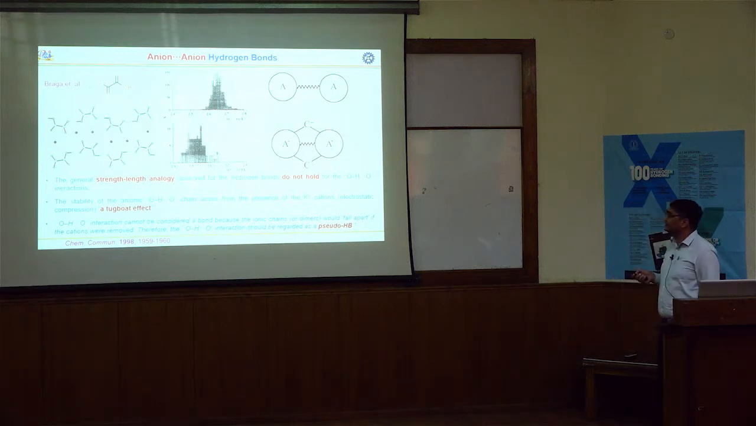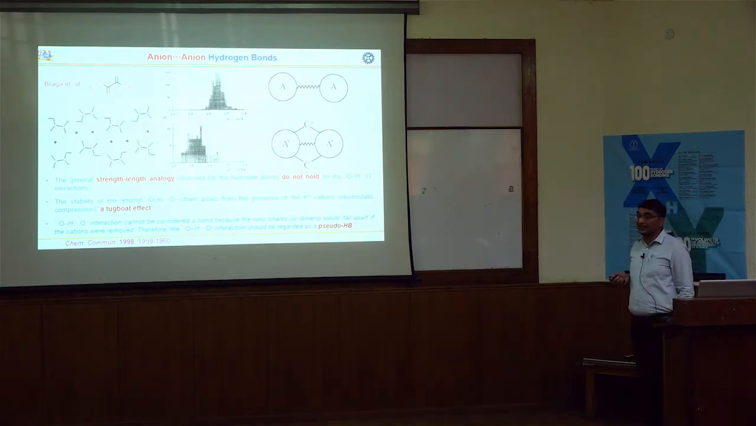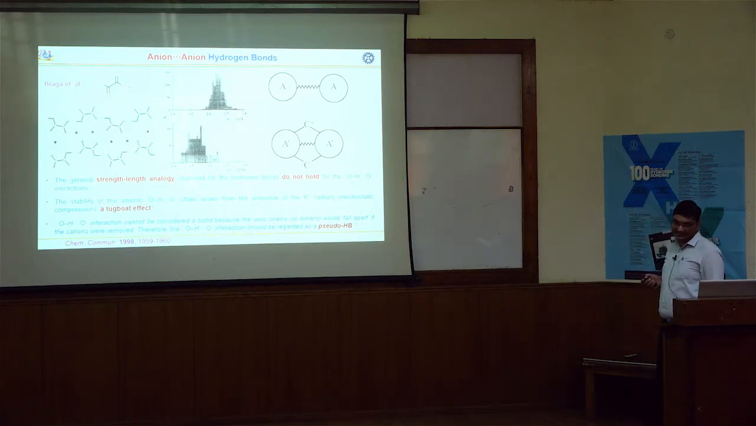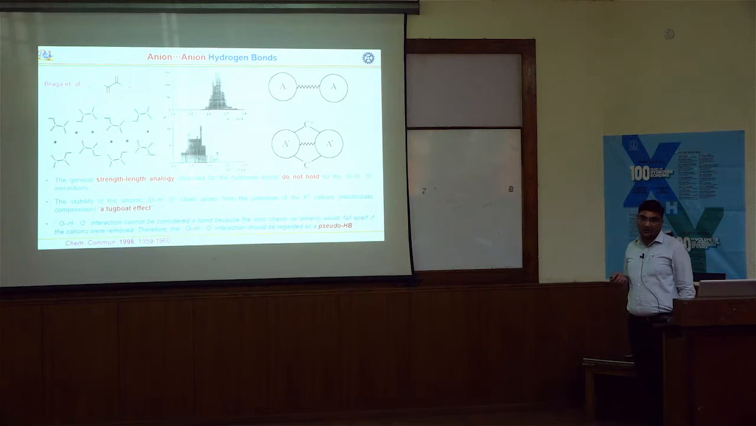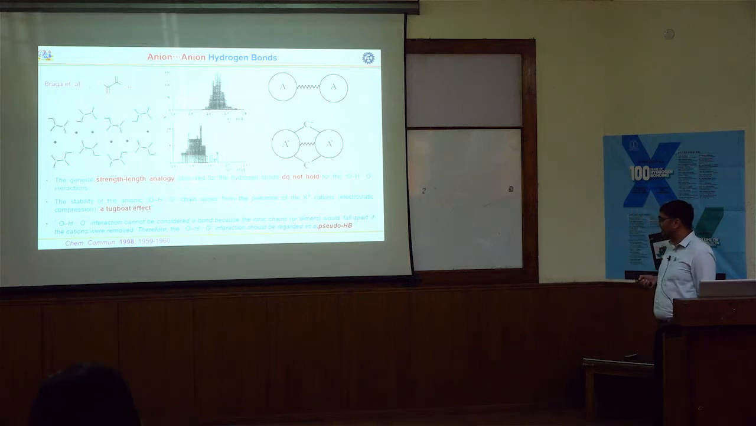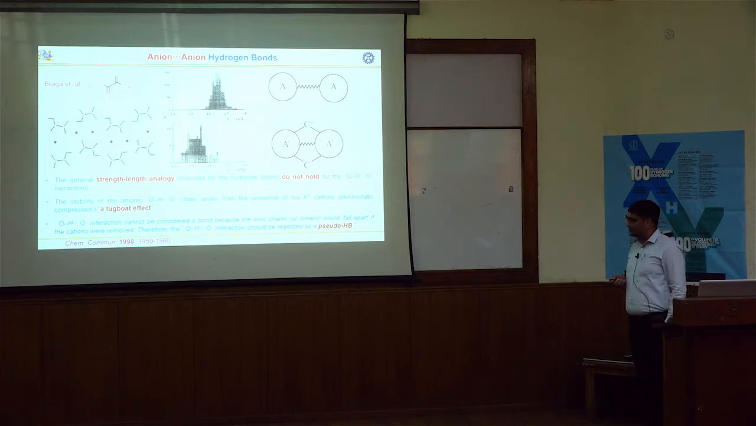So, they found that these interactions are very different from the normal hydrogen bond, and they are very short. And when they computed the interaction energy or the binding energies for this anion-anion pair, they found they are highly destabilizing in nature. So, they came to the conclusion that the strength versus distance analogy, which was a hallmark of all hydrogen bonding type of interactions, is not followed in these same charge species type of interactions.